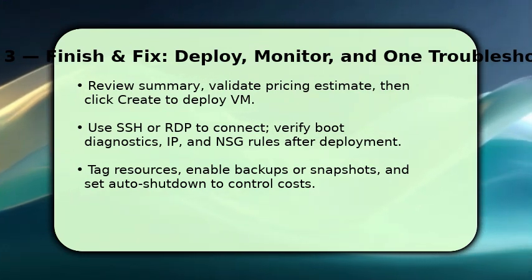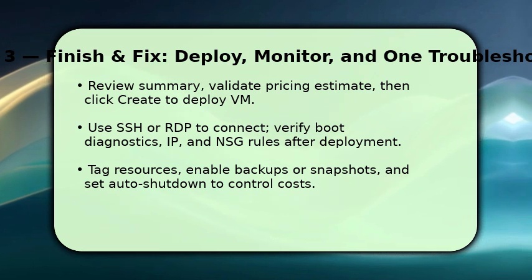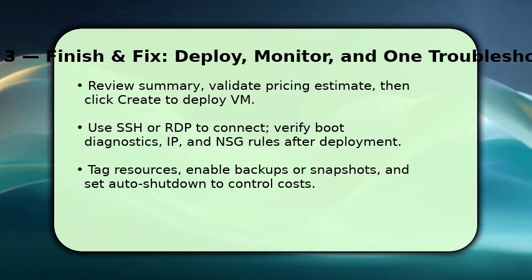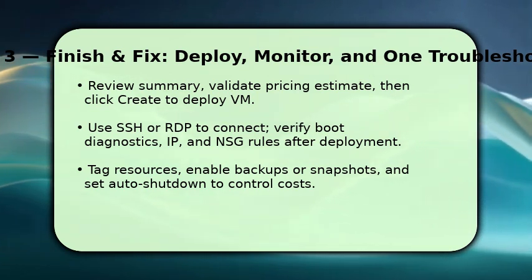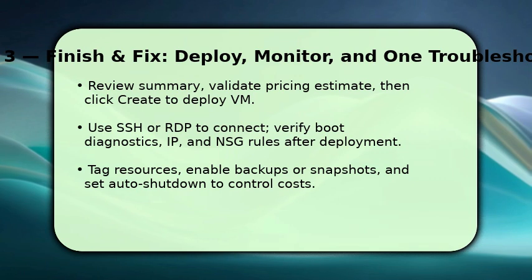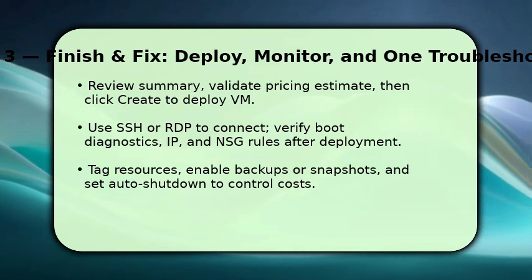After deployment, get the public IP or private DNS and connect via SSH for Linux or RDP for Windows. Use the key or password you set earlier. Check boot diagnostics and VM status, and verify NSG and subnet rules if you cannot connect.